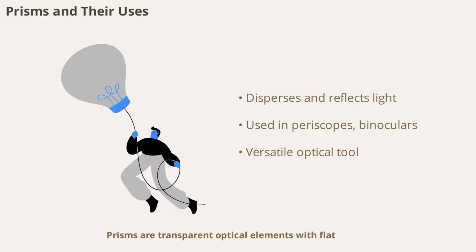Prisms are transparent optical elements with flat, polished surfaces that refract light. They are used to disperse light into its component colors, reflect light in periscopes, and even invert images in binoculars. Prisms are essential in both scientific research and everyday devices, making them a versatile tool in optics.